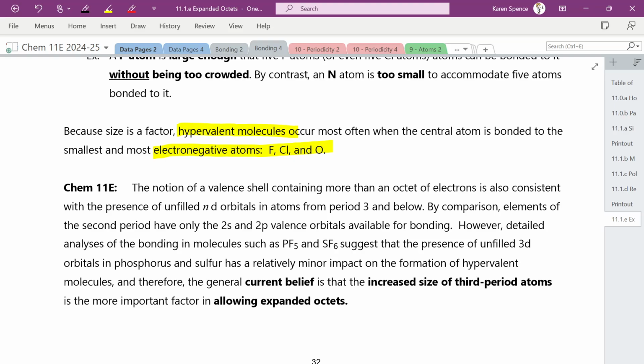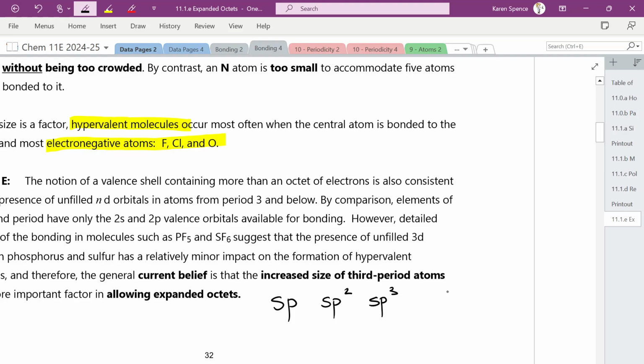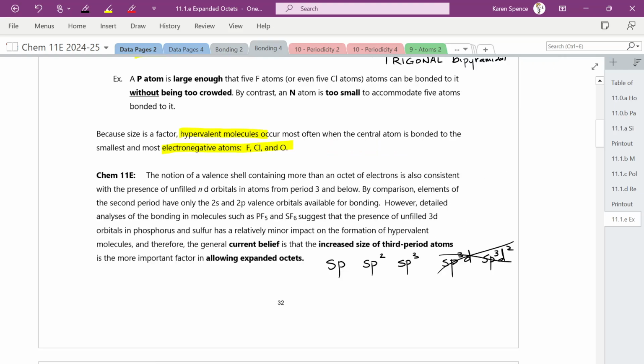I'm not even going to talk about this because it's been disproved. They used to think that there was sp hybridization, sp2, sp3. Is that wrong? No, this is fine. But then they used to think, oh, when we have 5, sp3d, and when we have 6, sp3d2. The only reason I bring it up is you might come across it in university, but I don't think so. I think they're steering away from that now because this has been disproved. So we're just going to ignore this.